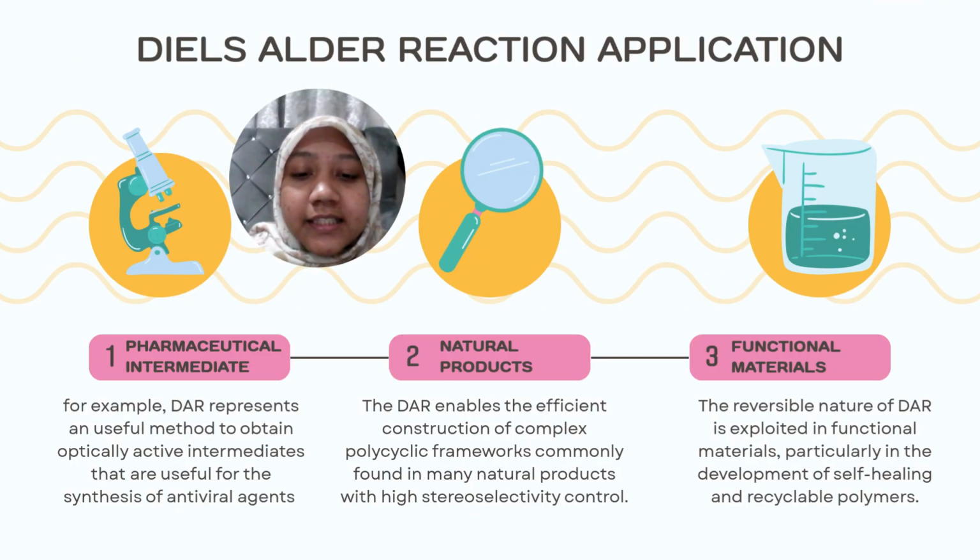Firstly, pharmaceutical intermediate. So the DAR is a useful method to obtain optically active intermediate that are useful for the synthesis of antiviral agent. Other than that, it's in use for producing natural product, which is efficient in construction of complex polycyclic framework. And it also can be used for functional materials production. The reversible nature of DAR can be used for functional materials such as development of self-healing and recyclable polymer.